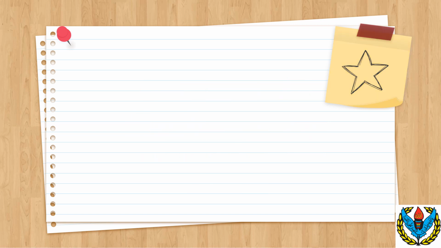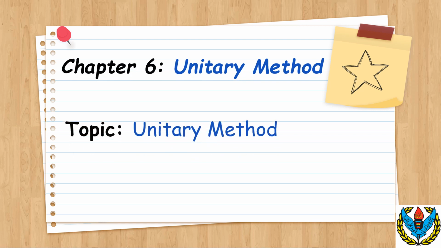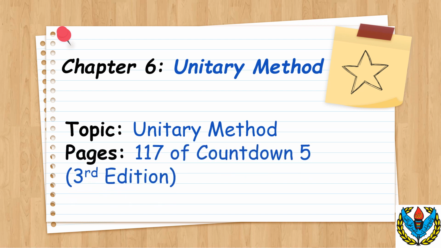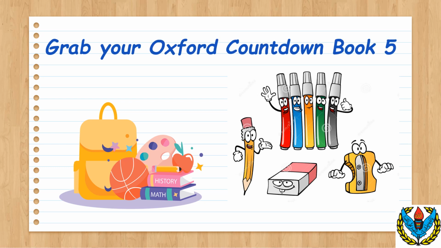Today we are going to study chapter number 6 titled Unitary Method, and the topic of today's lecture is also Unitary Method. You can find this topic in your book, page 117 of Countdown 5. Quickly grab your Oxford Countdown Book 5 and your stationery items. Let's get started.